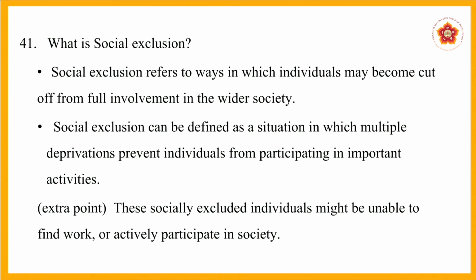What is social exclusion? Next question. Social exclusion refers to the ways in which individuals may become cut off from their full involvement in the wider society. So, social exclusion can be defined as a situation in which multiple deprivations prevent individuals from participating in important activities. The extra point given here is that these socially excluded individuals might be unable to find work or actively participate in society. That is why they are excluded.